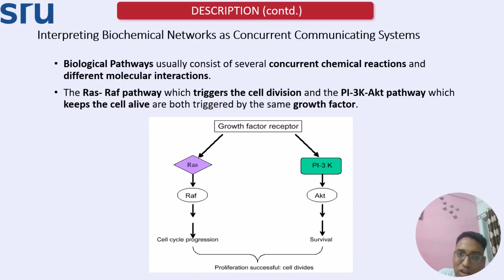Okay, so biological networks usually consist of concurrent chemical reactions and different molecular interactions. Like the RAS-RAF pathway is another thing, which triggers cell division, and the PI3K-AKT pathway, which keeps the cell alive, are both triggered by the same growth factor. The growth factor includes the RAS-RAF part. It initiates PI3K also, the AKT signaling. See, this is important for survival, AKT signaling. But the RAS-RAF pathway is important for cell cycle progression. Okay, so proliferation successful, the cell divides.